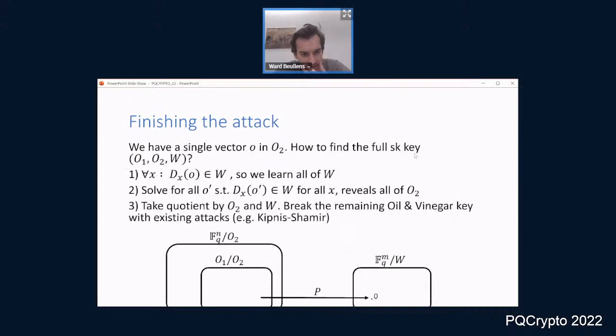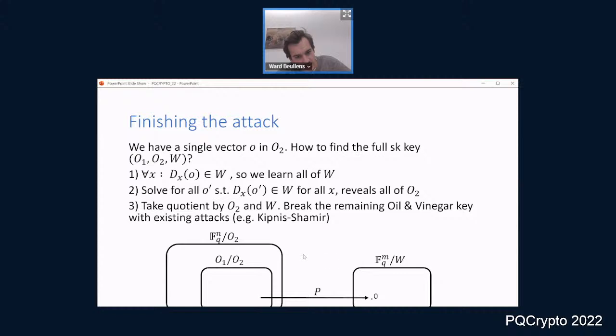And the way to do this is take a quotient by O2 and by W, right? So you have to check that this P is still well defined on the quotient. But this is the case because if you change your input by a vector in O2, then the output will change by a vector in W, right? So your public key is still well defined on this quotient.